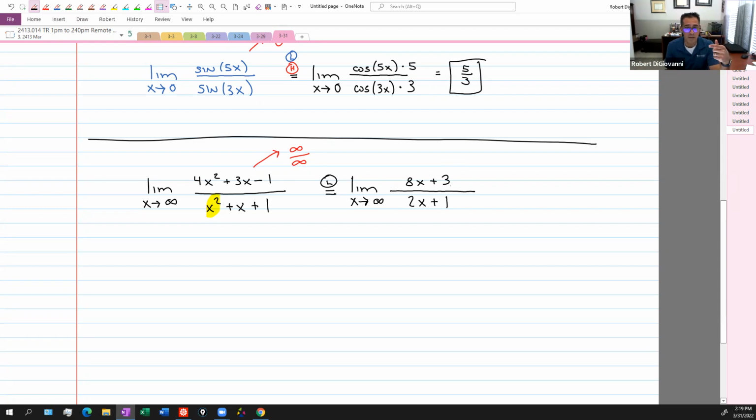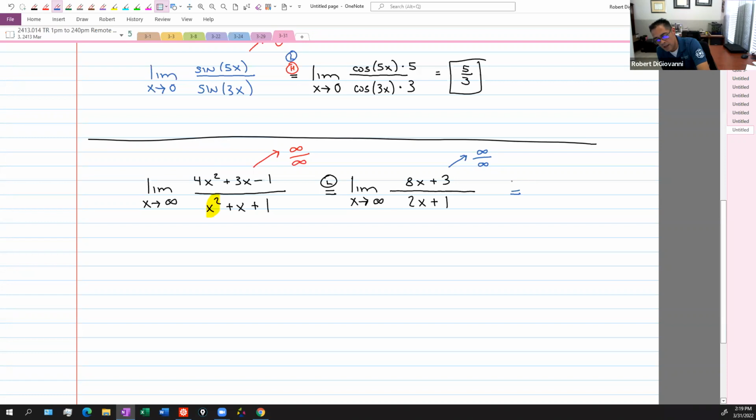What happens when x goes to infinity on top? It goes to infinity. It goes to infinity on the bottom as well. Still infinity over infinity, right? Well, guess what? You can do L'Hopital's rule again. As long as you have 0 over 0 or infinity over infinity, you can keep going and going and going.